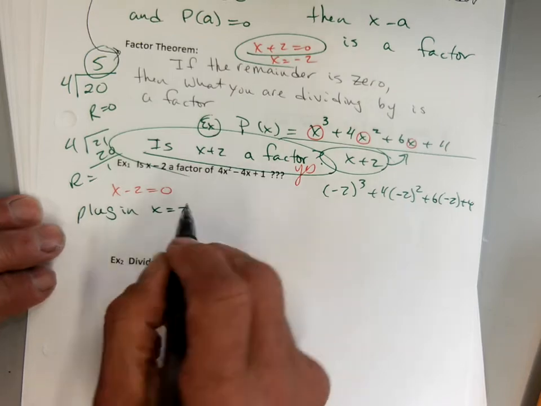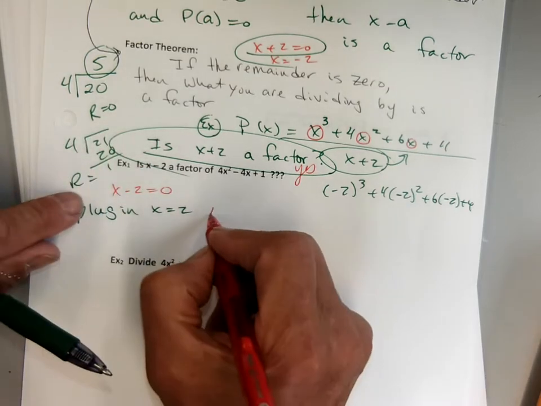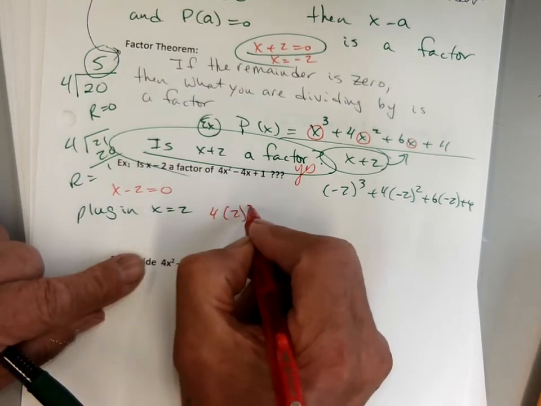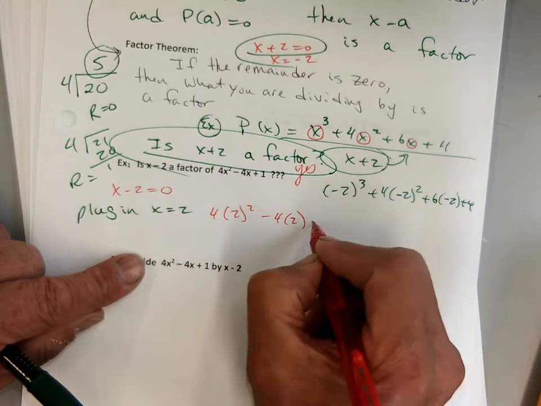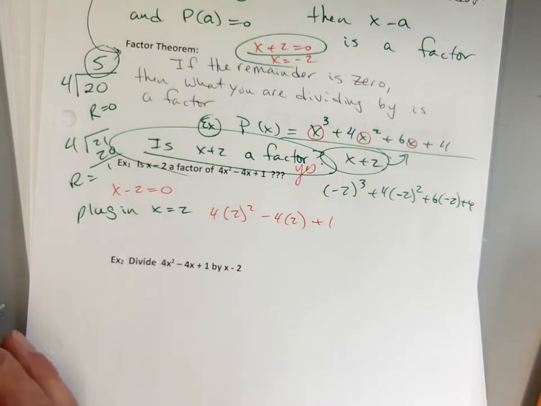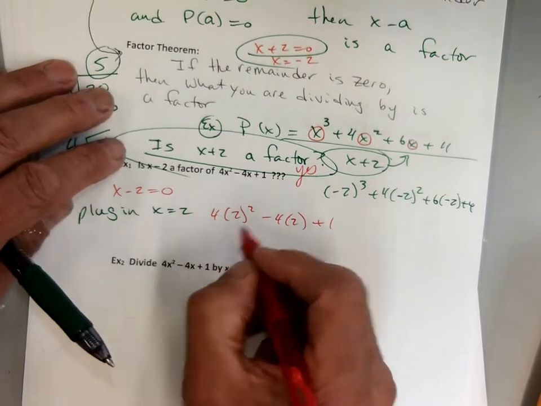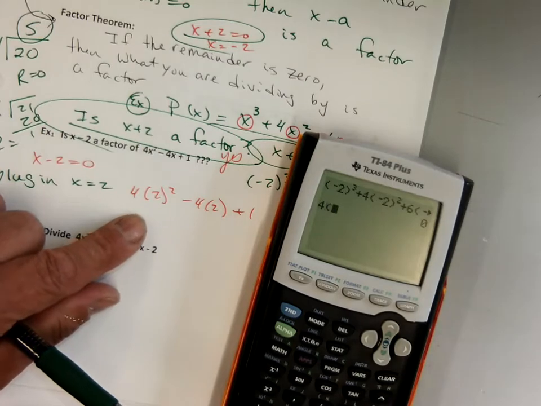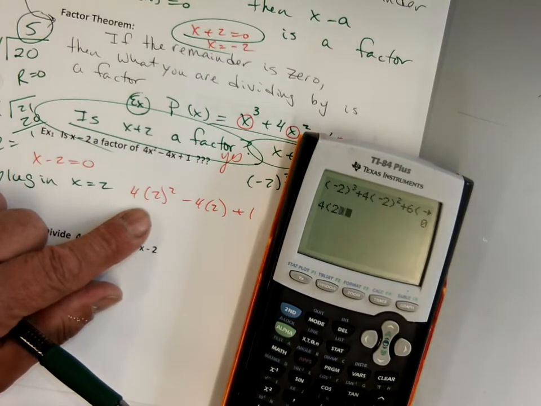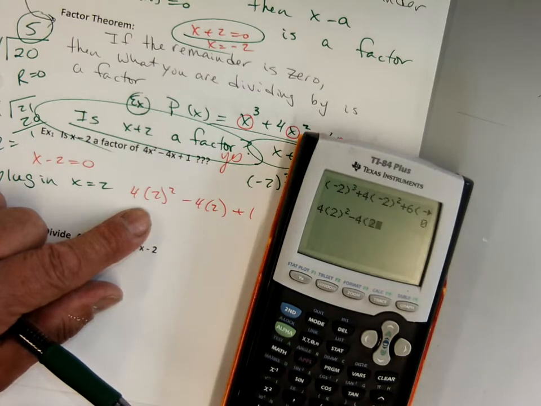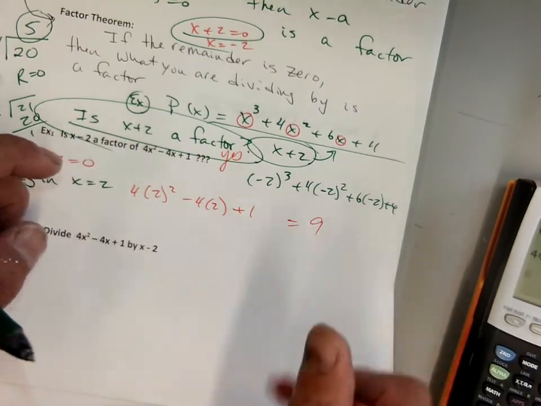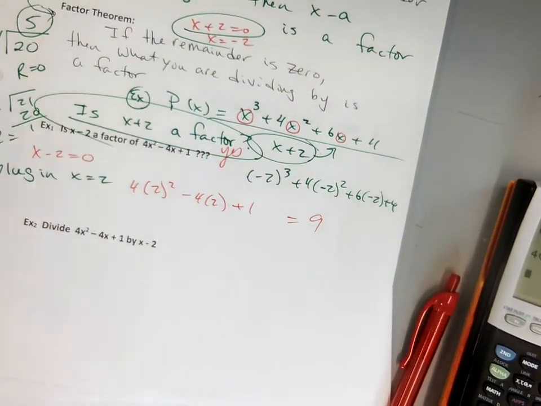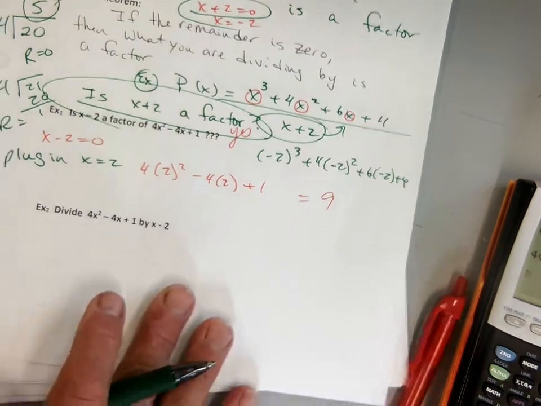I could go 4... plug in 2 times 2 squared minus 4 times 2 plus 1. I'm going to use my calculator actually. What did you get? 9. You got 9, okay, awesome. Yeah, I get 9, okay. So if I were to divide this, we should get a remainder of 9. You guys agree with that?